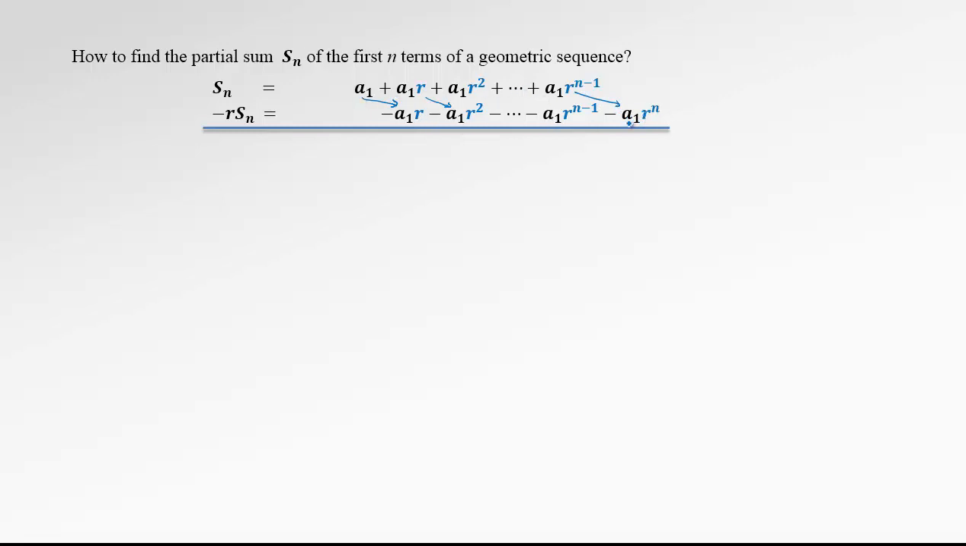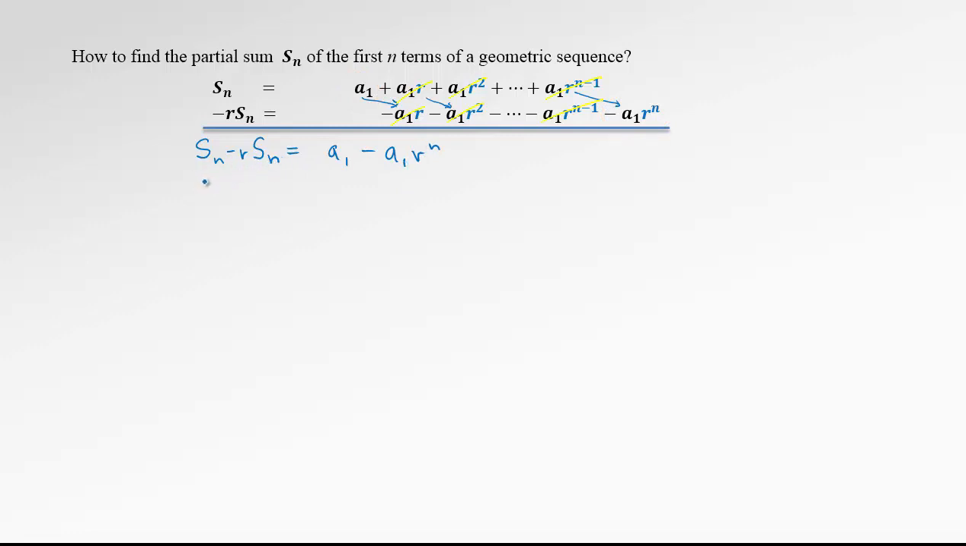Why is this operation useful? Well, because as we see, all these columns, except for the outside terms, cancel each other, right? When we add these equations side by side, those columns will cancel each other. That's great. We ended up with just 2 terms. So on the left we have Sn minus rSn, and on the right hand side we have a1 minus a1r to the n. That allows us to calculate Sn on its own.